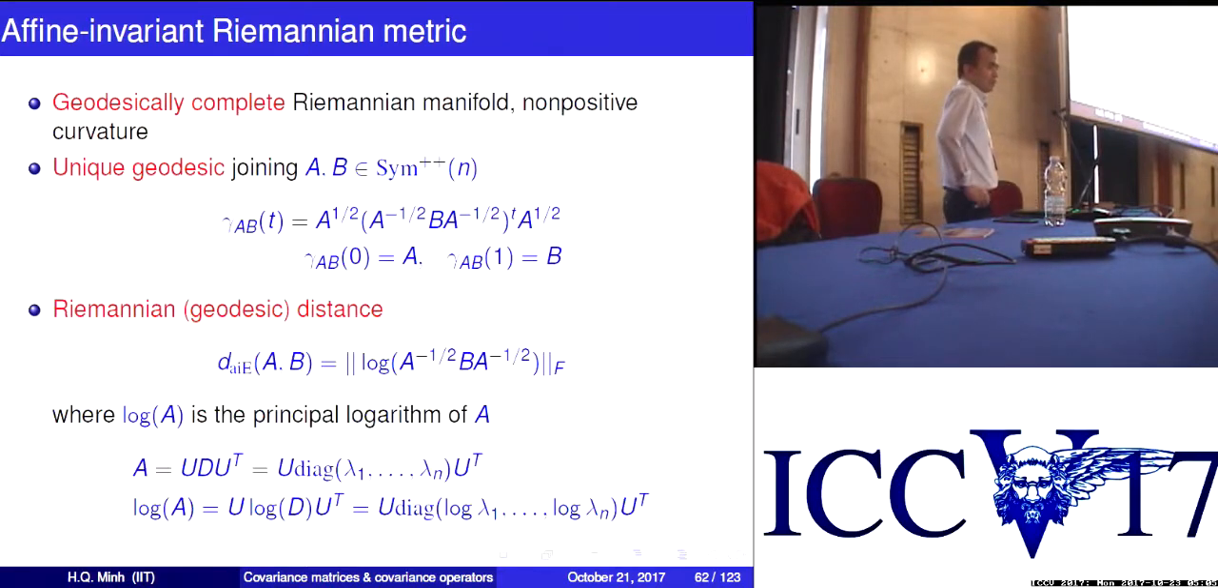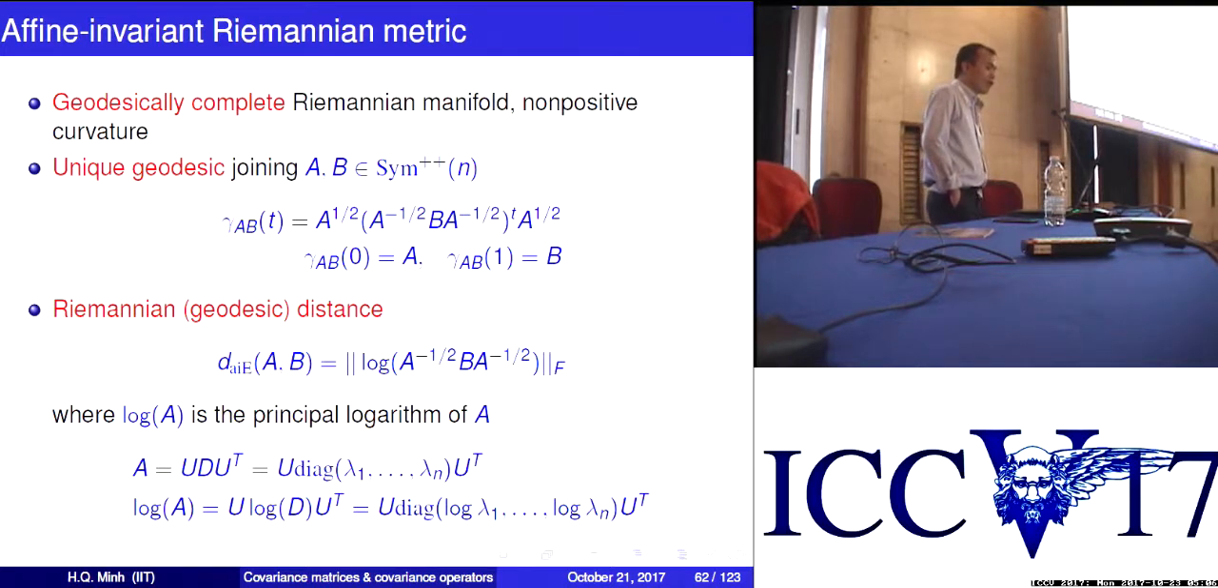And for this, we can compute many things explicitly. It's a geodesically complete Riemannian manifold. It has non-positive curvature. Between any two SPD matrices A and B, there's a unique geodesic joining them, and it's given by an explicit formula, gamma_AB(t). We can check that gamma_AB(0) is equal to A, and gamma_AB(1) is equal to B.